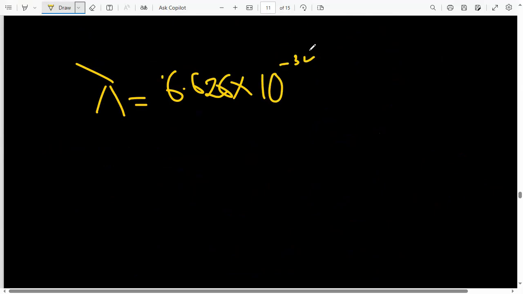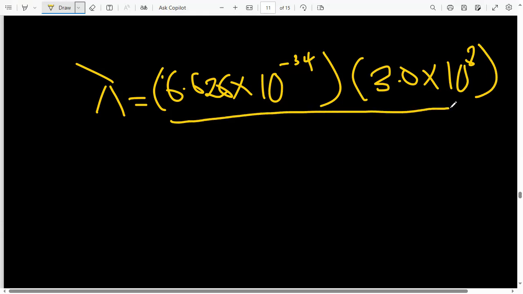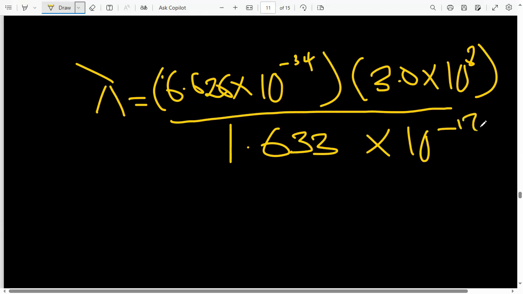So we can substitute these 3 values to get our wavelength. So our wavelength will be equal to Planck's constant, 6.626 multiplied by 10 to the power minus 34. And then we are multiplying this with the speed of light, 3.0 multiplied by 10 to the power 8. Then we're dividing all this by the change in energy that we found was 1.663 multiplied by 10 to the power minus 18.